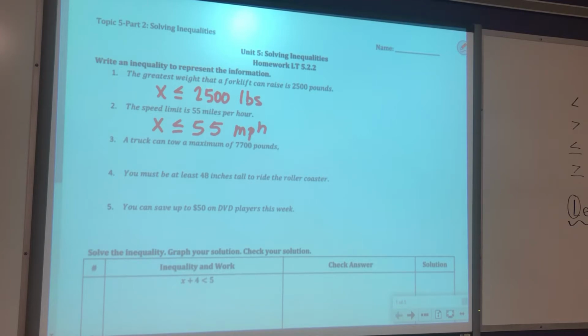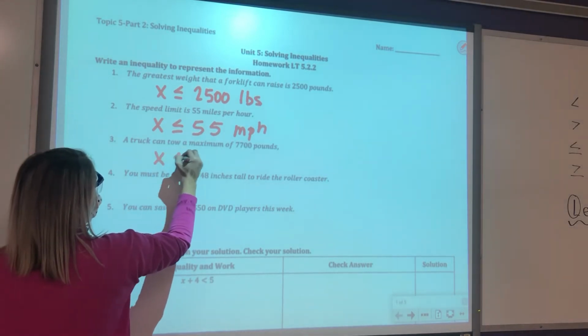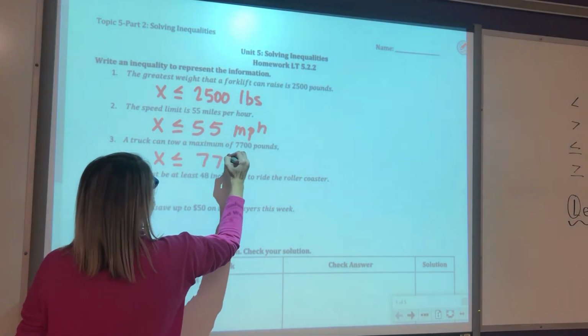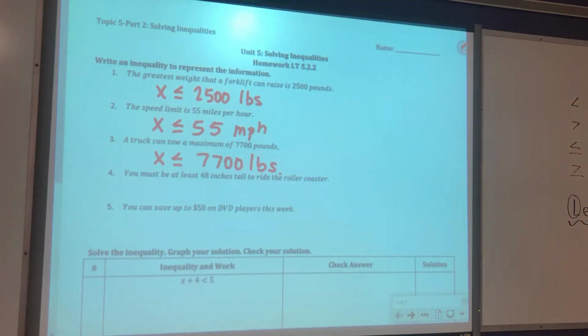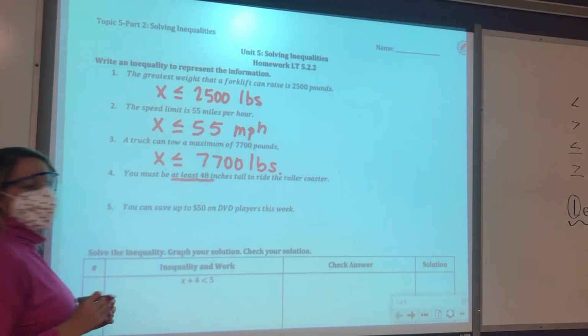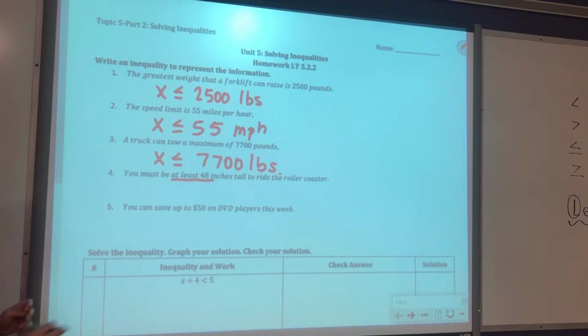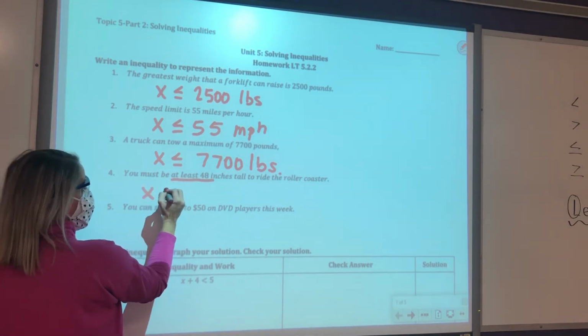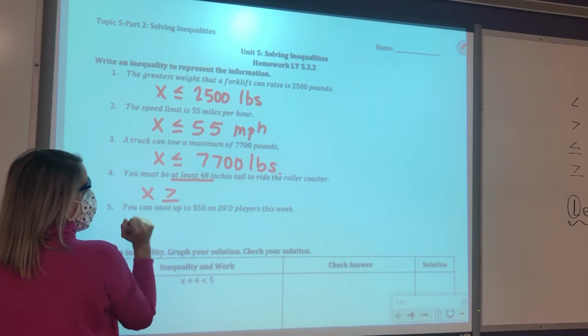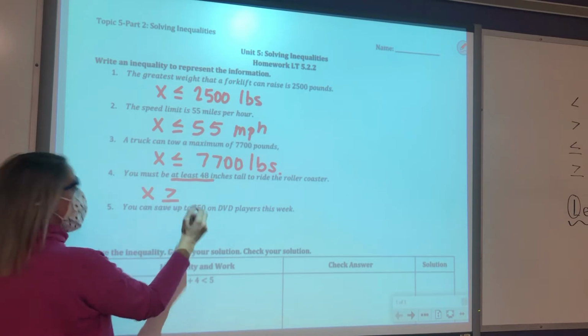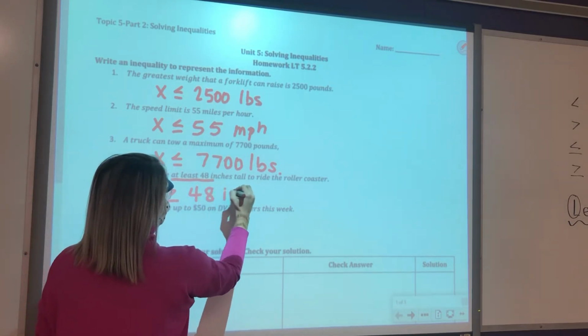A truck can tow a maximum of 7,700 pounds. X is less than or equal to 7,700 pounds. They're all less than or equal to. You must be at least 48 inches tall to ride the roller coaster. X is less than or equal to. At least 48 inches. Oh, at least. So greater than or equal to. Very good. Greater than or equal to 48 inches tall.